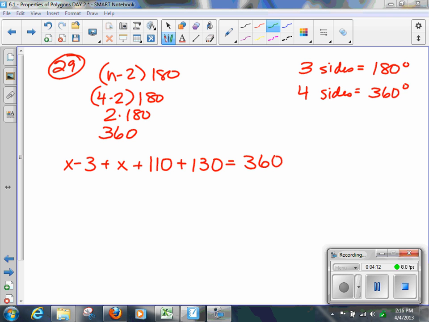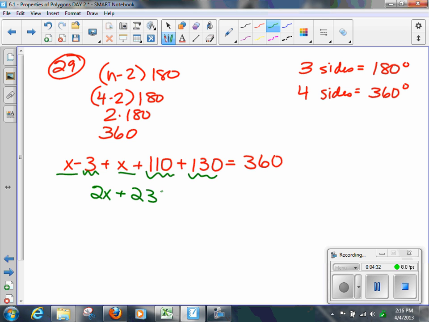That's exactly what you do. You add the angles, combine like terms, because now it's just algebra. What's x plus x? You said 2x. What's negative 3 plus 110 plus 130? That's 240. Minus 3 is 237.